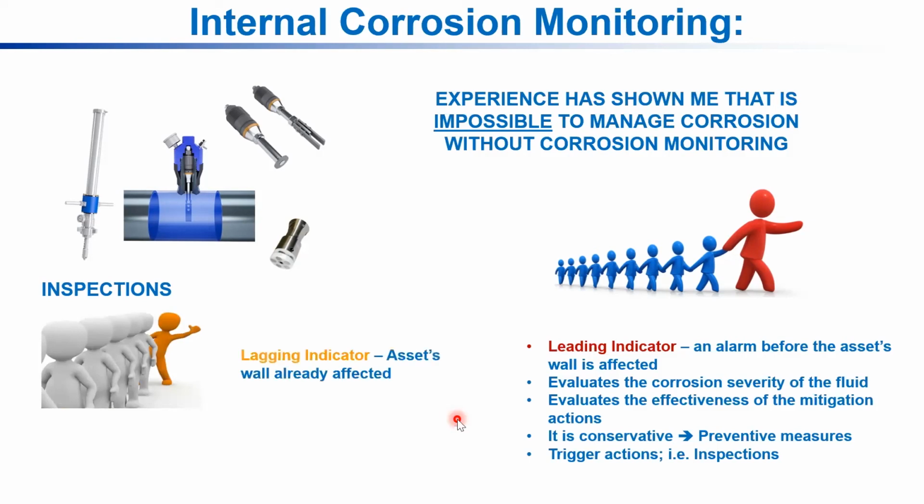Inspections are a lagging indicator. Why? Because when they measure something, even though they may be very accurate, very sensitive, it's something that is already happening to the pipeline wall. It's already there on the pipeline wall. And that's what I want to prevent. I want them to wait, don't touch my pipe. I want to do everything before it reaches my pipeline.